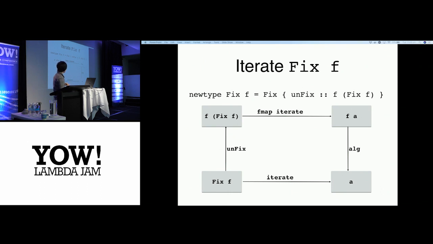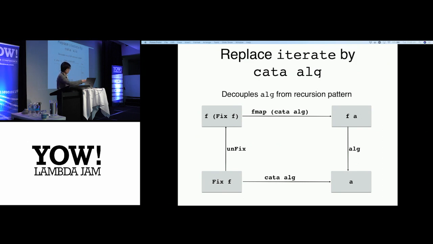However, there is still something blocking us, which is this iterate. Therefore, what we can do is simply replace iterate with cata alg. Now it turns into this, and this alg is completely decoupled from the recursion pattern. And what is this cata function?